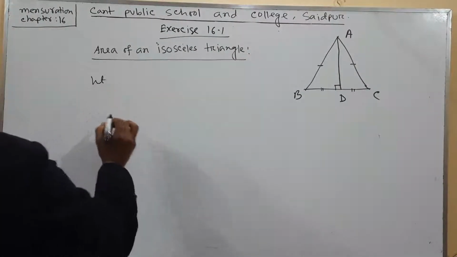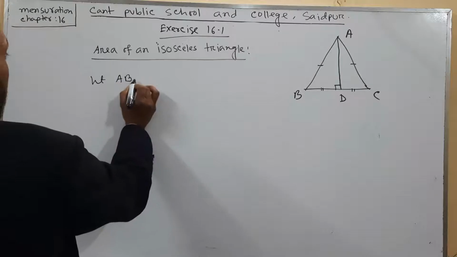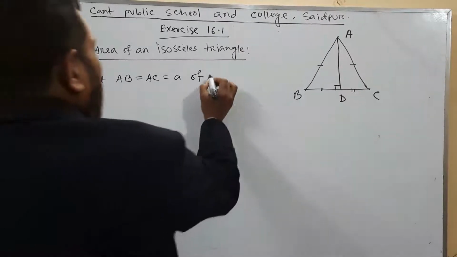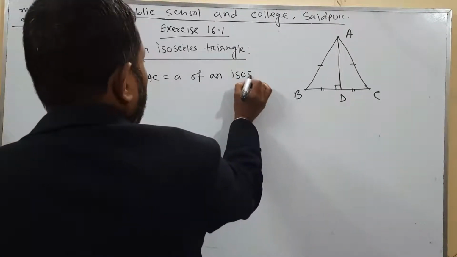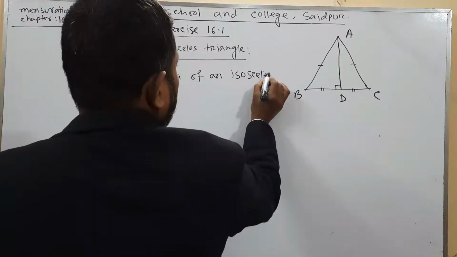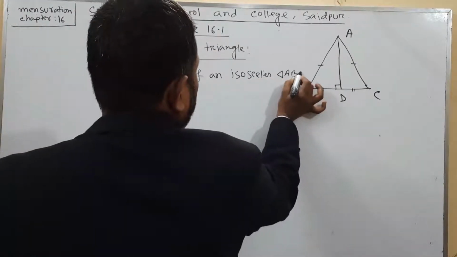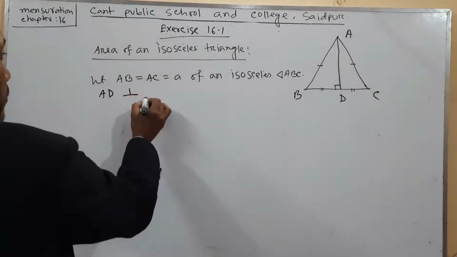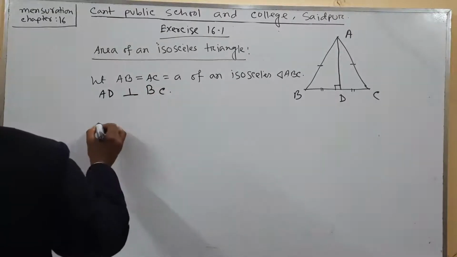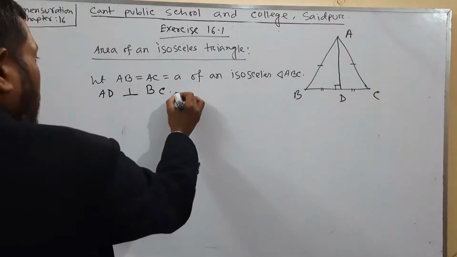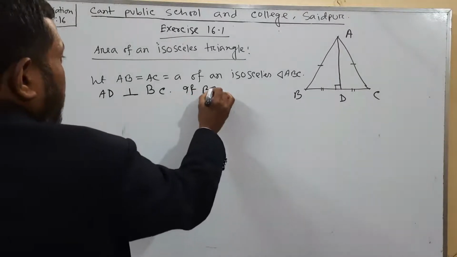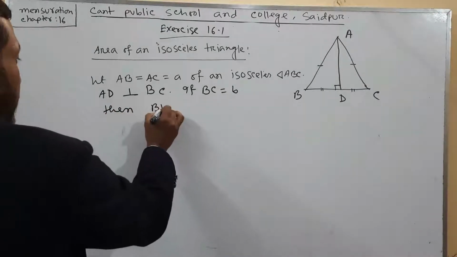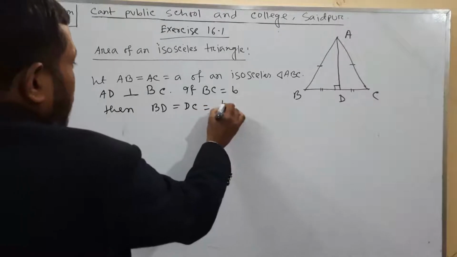Let AB equal AC equal a of an isosceles triangle ABC. AD is perpendicular to BC. If BC is equal to b, then BD is equal to DC is equal to b by 2.